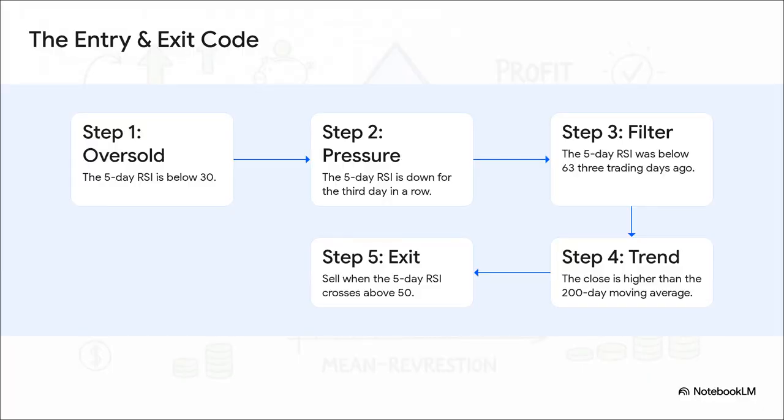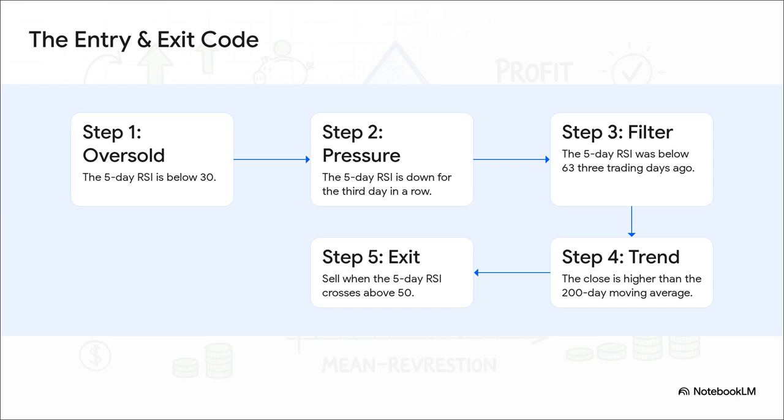Okay, let's break these down one by one. First up, the 5-day RSI has to be below 30. That's our first clue that things might be oversold and ready for a bounce. Then, for rule 2, that same RSI needs to have fallen for 3 days straight. This just confirms that, yeah, there's been some real selling pressure. Now, rule 3 is a really clever filter. It says the RSI had to be below 60 just 3 days ago. Why? Well, it helps make sure we're not trying to catch a falling knife, buying into a stock that's just in a total free fall.